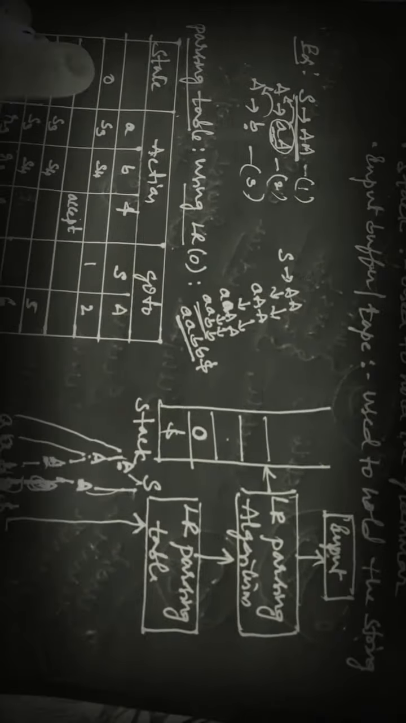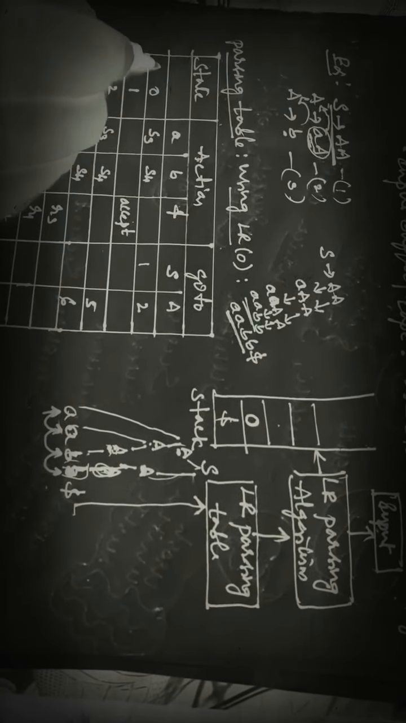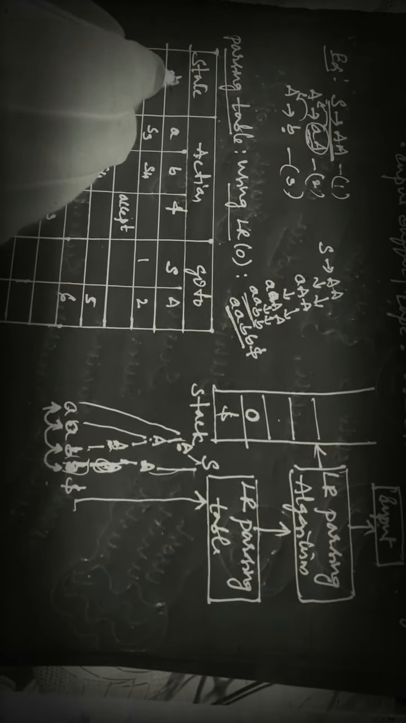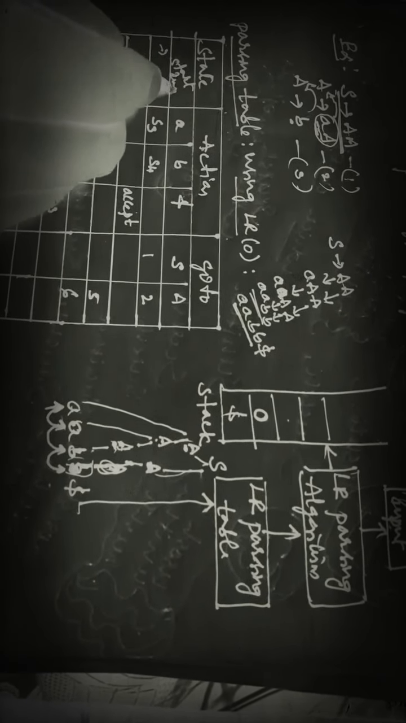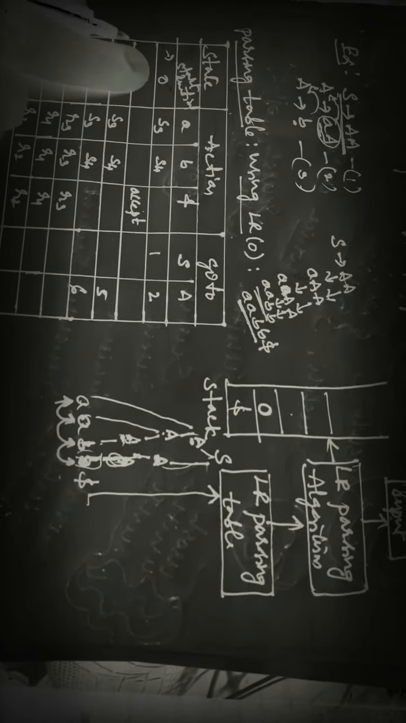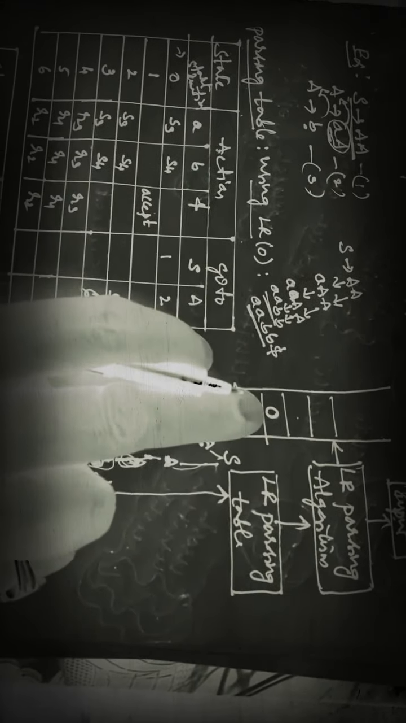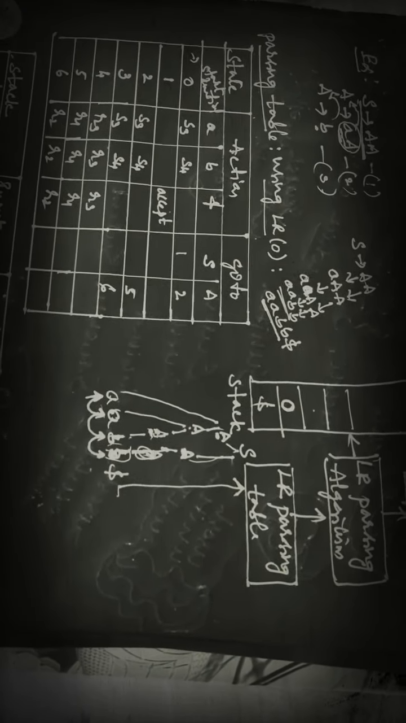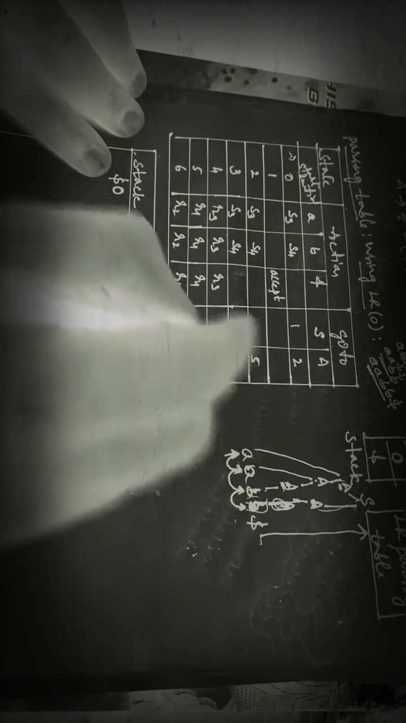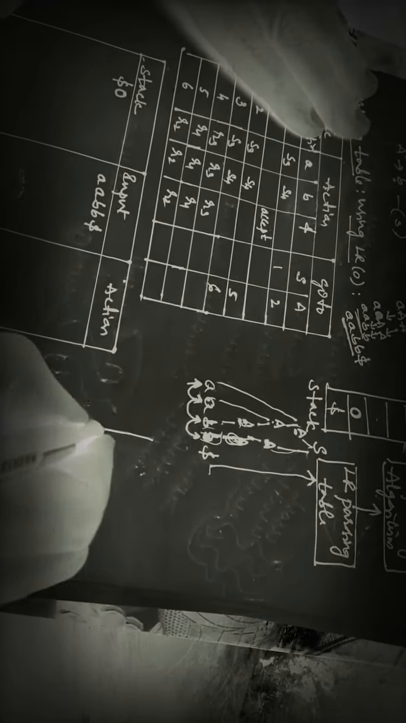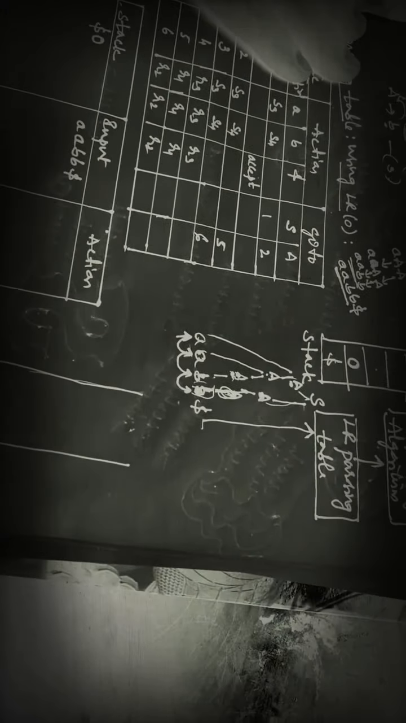What is the first state here? 0. So here this 0 is called the start state or initial state. So the start state will be pushed onto the stack. That is how I have written here $0. So now the stack contains the dollar and 0. So this represents the top of the stack.